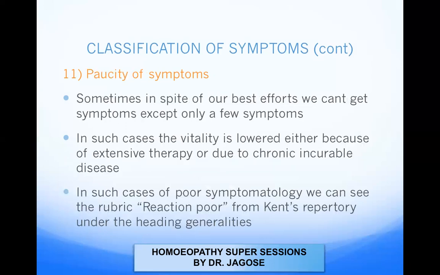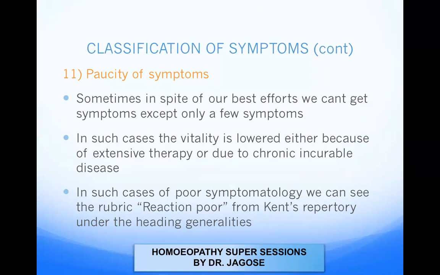Now, paucity of symptoms. Sometimes, in spite of our best efforts, we cannot get symptoms except for a few symptoms. In such cases, the vitality is lowered either because of extensive therapy or due to chronic incurable disease. So sometimes, in spite of our best efforts to take the picture of the disease, we only get a few symptoms in our hand. Why does this occur? This occurs because the patient's immune system is low or the vitality is low, either because of the extensive therapy the patient has taken or due to a chronic incurable disease.